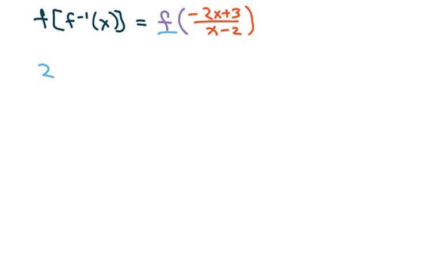F of f inverse of x. So I'm going to write my outer function as f. My inner function is negative 2x plus 3 over x minus 2. So my outer function is 2, and everywhere there's an x, I'm going to put, this will be 2x plus 3 over x plus 2. And I'm going to input my x, in this case f inverse.